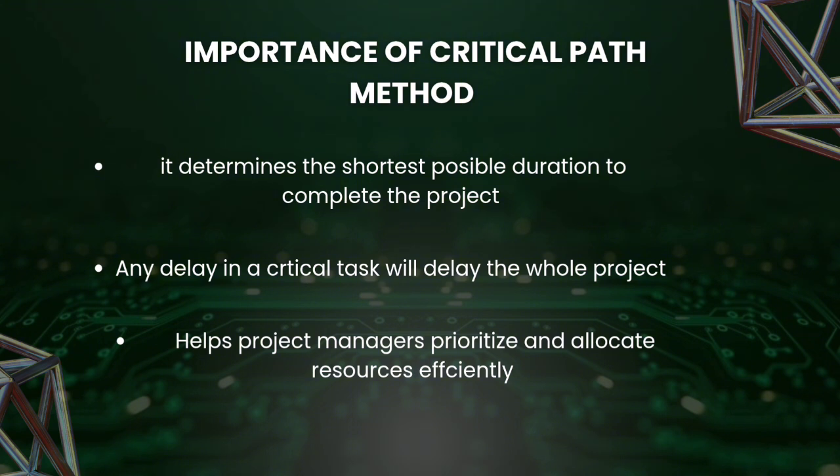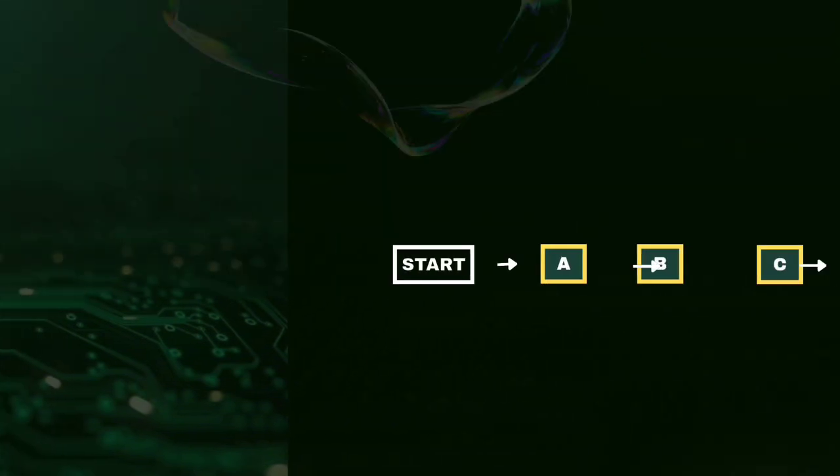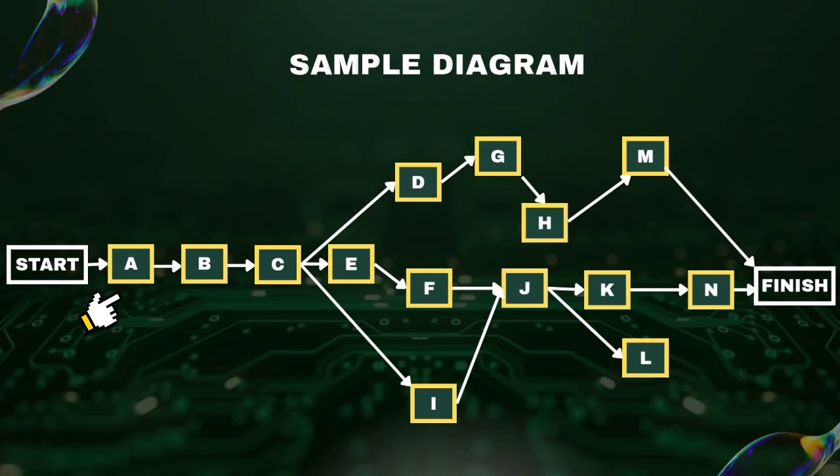And now, after knowing the meaning and the importance of the critical path method, we should proceed to a sample diagram. Let's construct the flow of the given activities. Since activity A has no predecessor, it will be our starting point of the flow. To start, activity B needs activity A, activity C needs activity B, while activities D, E, and I require activity C to be completed. Activity G depends on activity D, and activity F needs activity E.